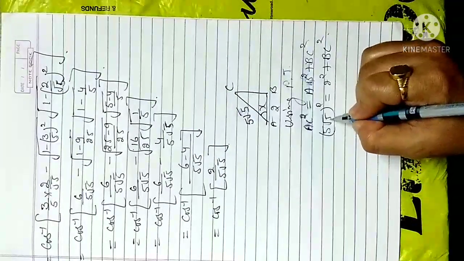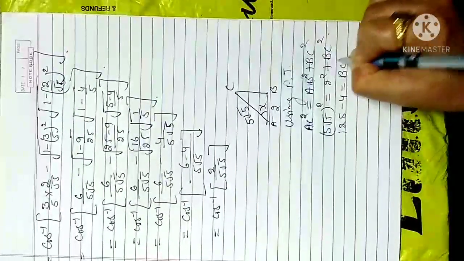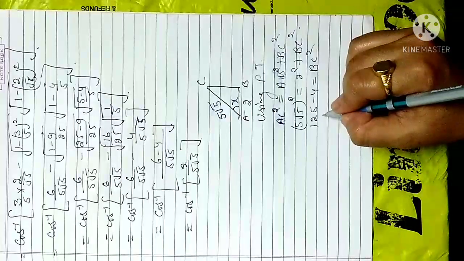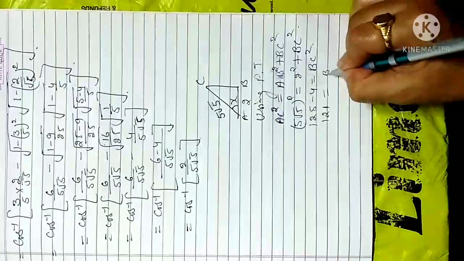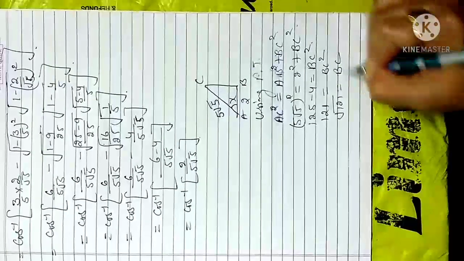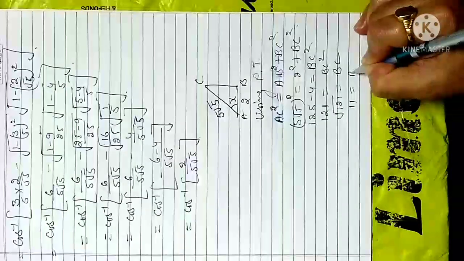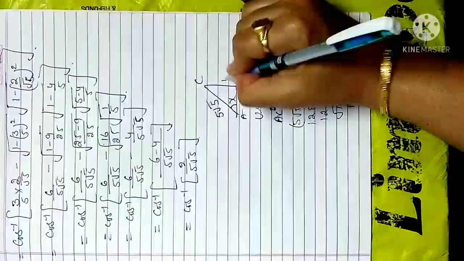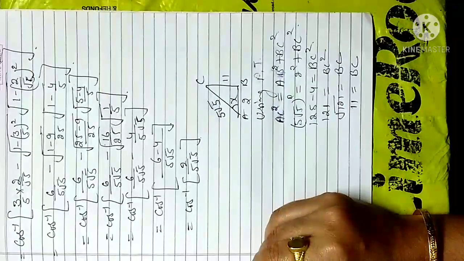So 5 square is 25, 25 into 5 is 125, minus 4 is equal to BC square. So that gives me, if you subtract this one, 125 minus 4 is 121, equal to BC square. So that means square root of 121 is equal to BC. When we are going to measure the distance, we take it as positive. So BC is equal to 11 because square root of 121 is 11. So we find this side. So now we can easily convert into the cot form.